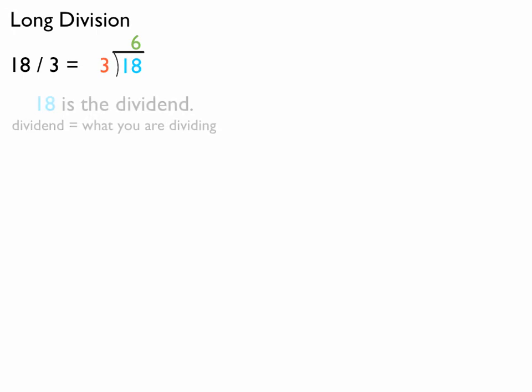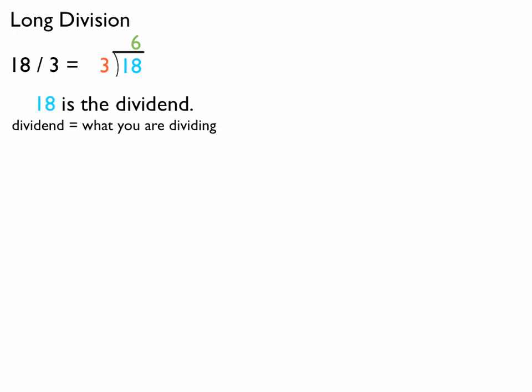Okay, so now going on to actual long division, we're going to work with 18 divided by 3. Now most of you already know this, that the answer is 6, but I'm going to show you how to set it up with long division. So there's my division sign. I want to have 18 underneath it, 3 on the outside, and the answer up top, 6.